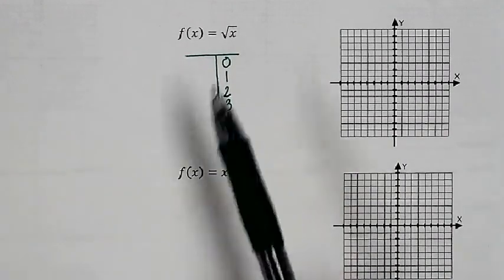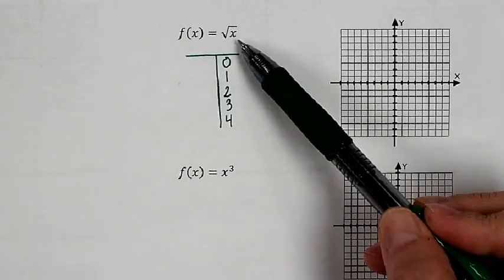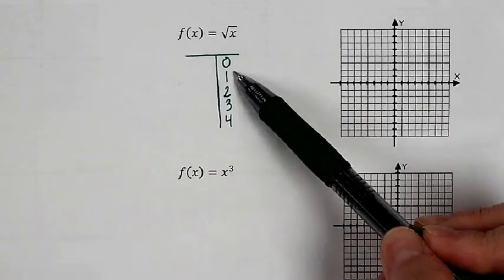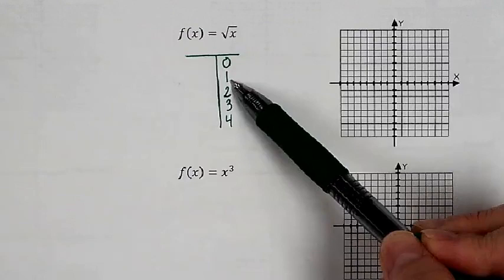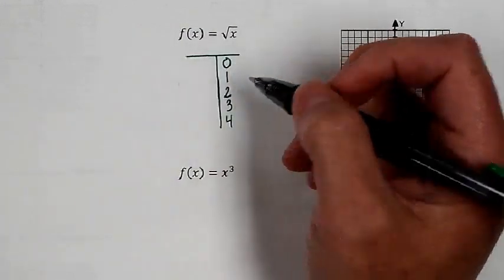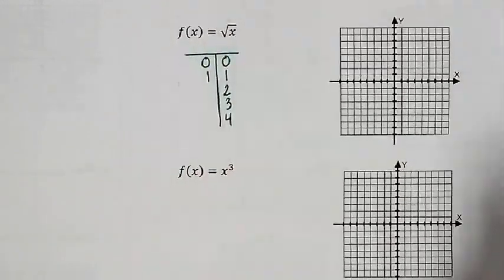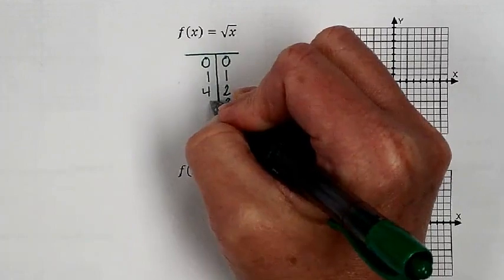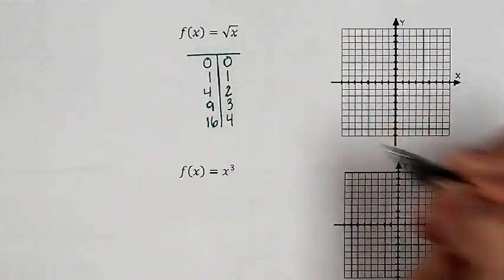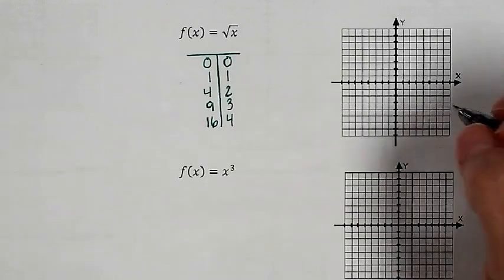So 0, 1, 2, 3, and 4. Now, since we're reversing, starting with the y's to get the x's, my equation would be square rooting the x's to get the y. So reverse would be taking the y's, squaring them to get the x's. So what is 0 squared? 0. And 1 squared? 1. And 2 squared? 4. 3 squared? 9. And 16. So this is your parent table for square root of x.